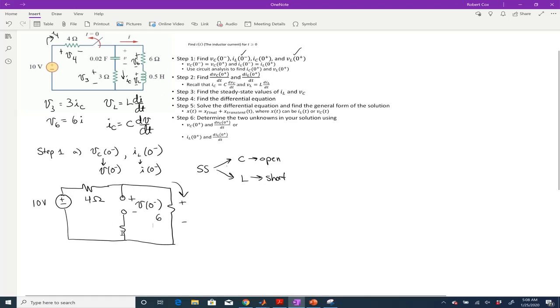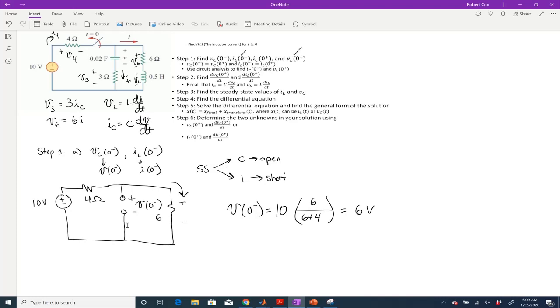How much current do I have in this branch right here where the capacitor is? Well, none. So this 3 ohm resistor doesn't matter at all. So effectively, I can even just remove it from the circuit. It's still physically there, but there's no current flowing through it, so it doesn't matter in terms of my analysis. To figure out V of 0 minus, I can simply do a voltage divider here, and I can say V of 0 minus is equal to 10 volts times 6 over 6 plus 4.